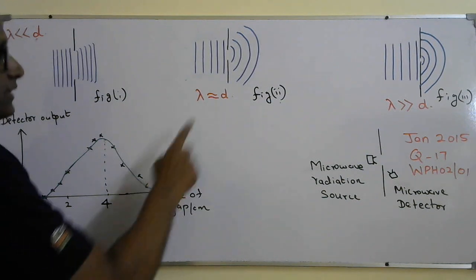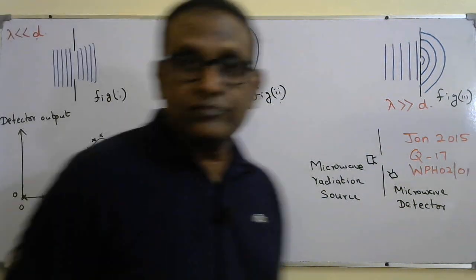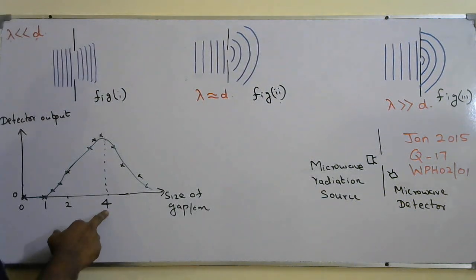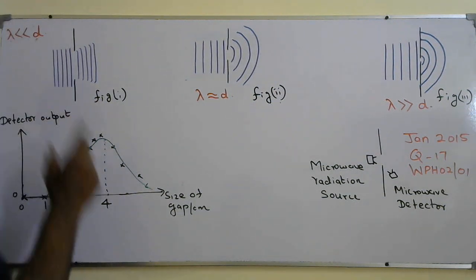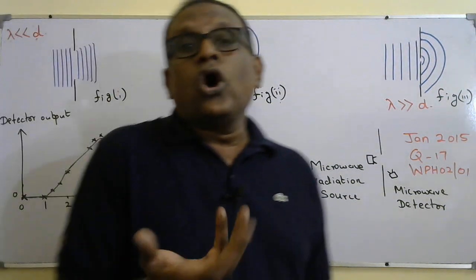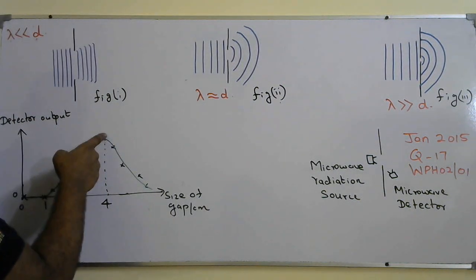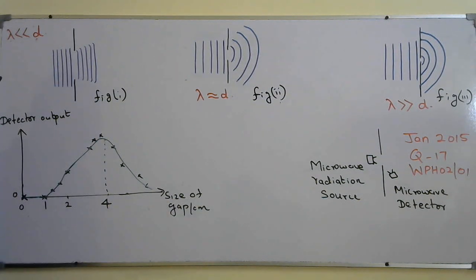Then you can say when the slit size becomes equal to the wavelength of the microwave, there will be significant diffraction, and the reading of the microwave detector will be maximum. And they asked to estimate the wavelength: it is almost equal to 4 centimeter, because we are getting the peak, maximum detector output, when the size of the gap is 4 centimeter.